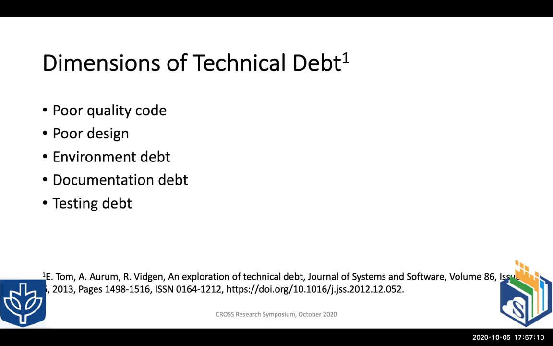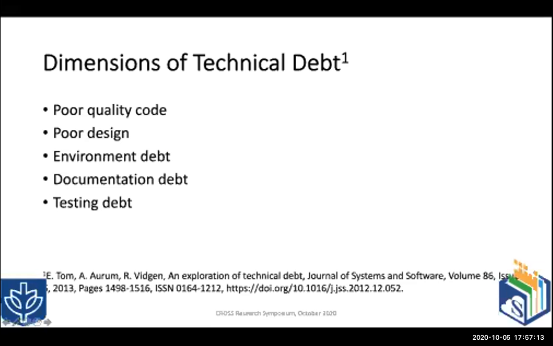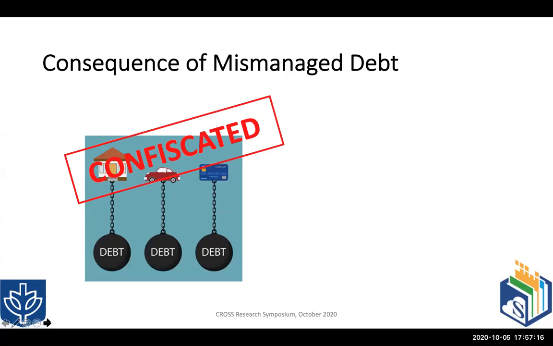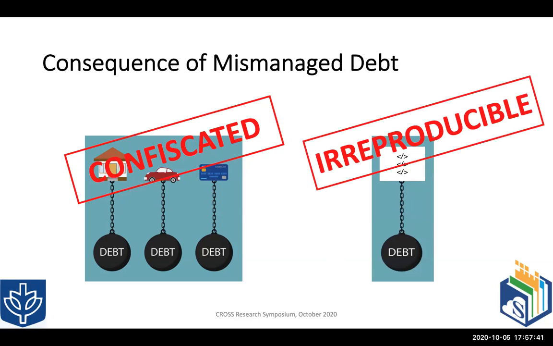If we contrast it with the fiscal debt situation, there are consequences of mismanaged debt. If the debt is not repaid, then the commodity gets confiscated. So should a paper be retracted if technical debt on its software is not paid? Well, increasingly, this is becoming true. In conference publications, the paper is being termed irreproducible by conferences. So how can we pay technical debt with minimal investment of time?